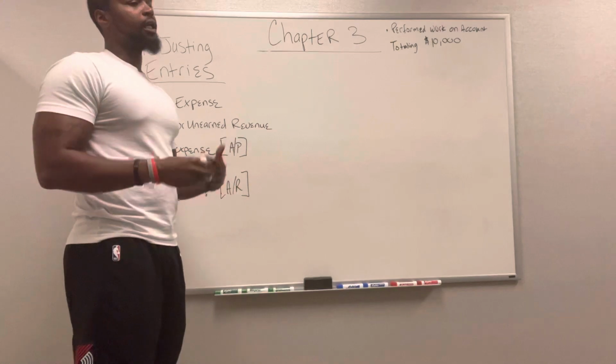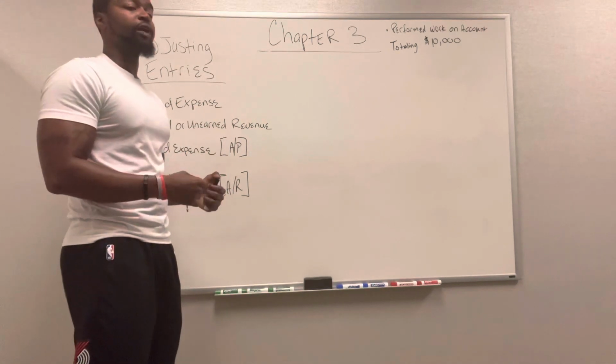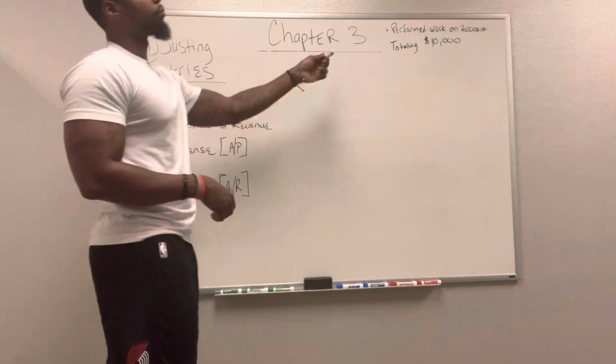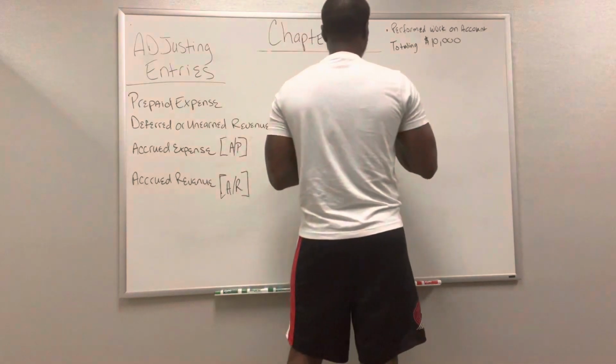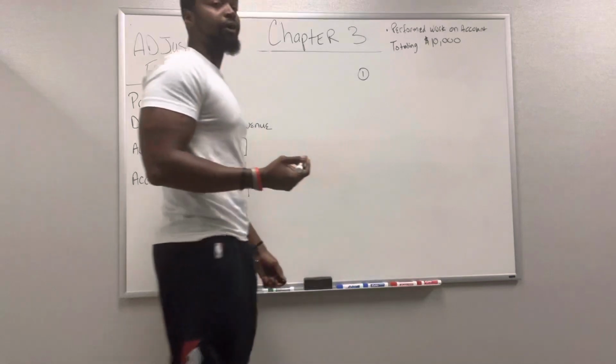We have an account for them in which we book it to an AR, and then at the end of the month when they pay that AR, we clear the AR out. So I just kind of created something. We perform work on account for $10,000, totaling $10,000. So since the work has been performed, we actually record the revenue.